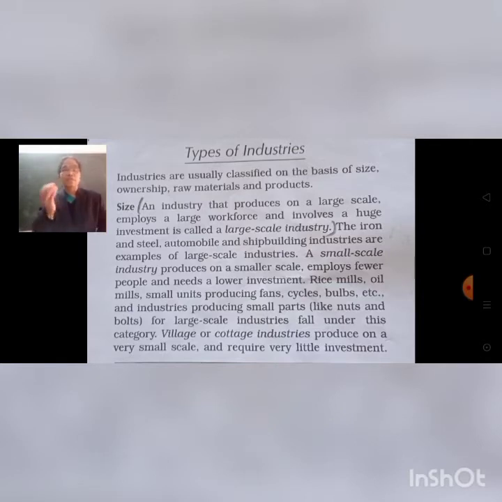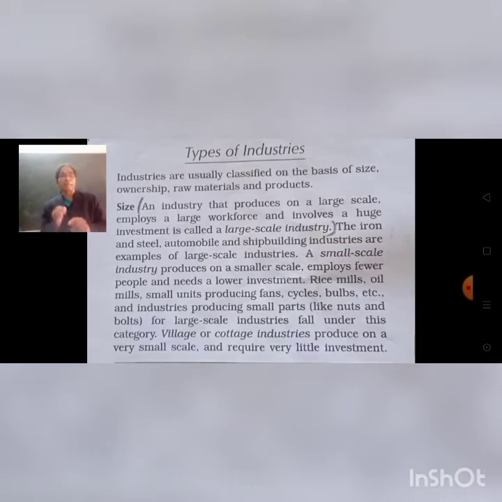See some of the examples of large scale industries: the iron and steel industries, then automobile and shipping industries. All these are examples of large scale industries. And another type of industry is the small scale industry.